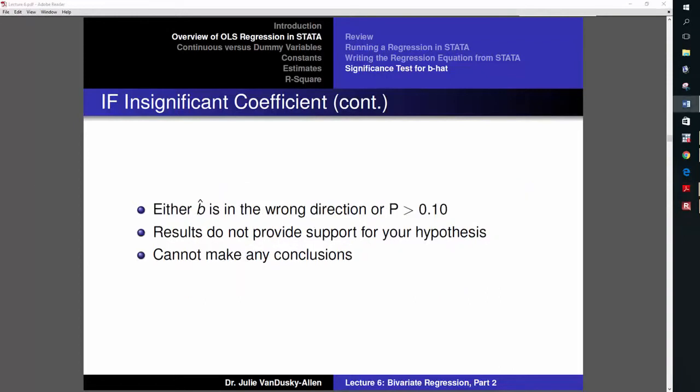On the other hand, imagine your coefficient b hat were insignificant. Recall that b hat is insignificant when b hat is in the wrong direction or the p-value for b hat is greater than 0.10. You would say that the results from your analysis do not support your hypothesis. You cannot make any conclusions about the relationship between your independent and dependent variables.